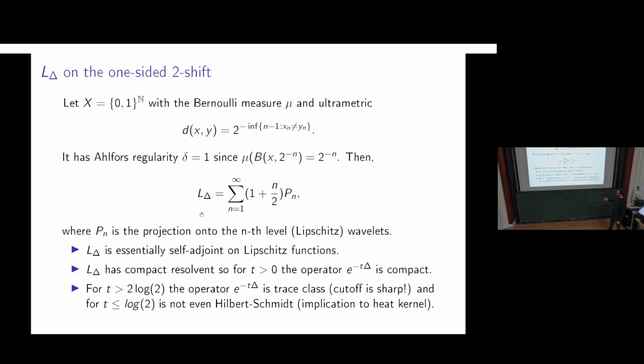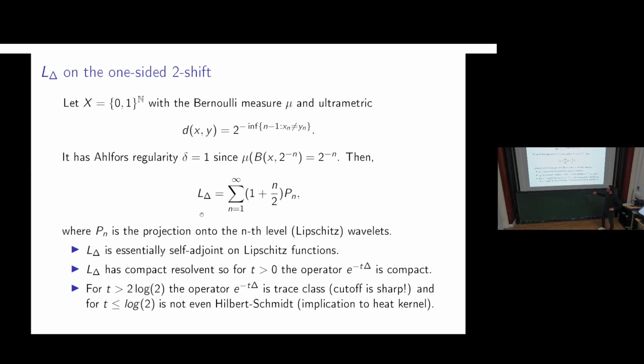From this you get this number, and this is sharp, meaning that for t equal to this or smaller than this, it is no longer trace class. And for t smaller than this over 2, it's not even Hilbert-Schmidt. So you don't have a nice kernel, and this has implications for the heat kernel. So it's not going to be nice.